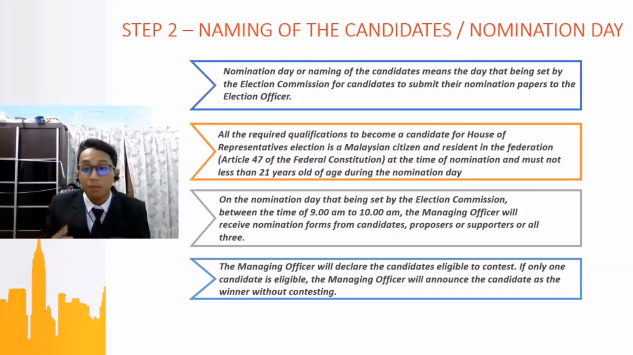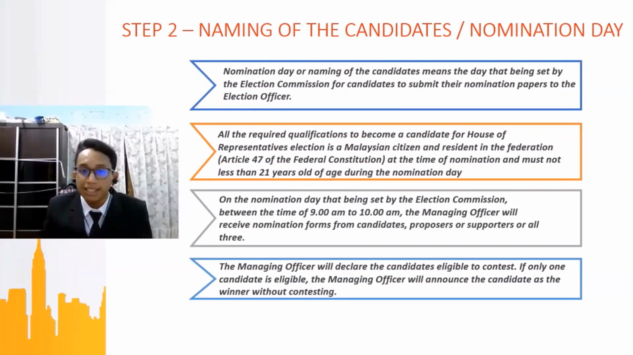After that, they will proceed to step 2, which is naming of the candidates on nomination day. Nomination day, or naming of the candidates, means the day that is set by the Election Commission for the candidates to submit their nomination papers to the election officer. Usually, the nomination day shall not be less than 4 days from the date of publication of the election notice. During the 4 days gap, the qualified candidate will prepare all the documents and the candidate's nomination paper.